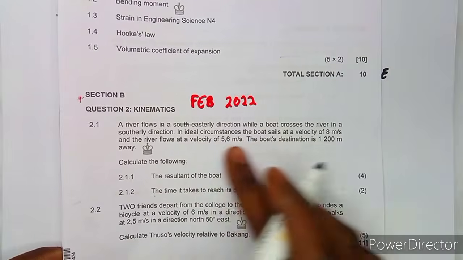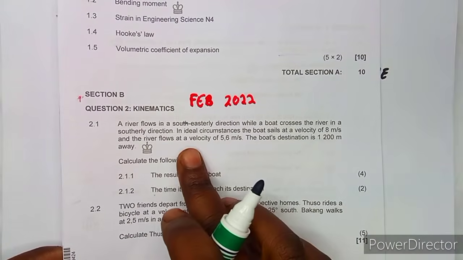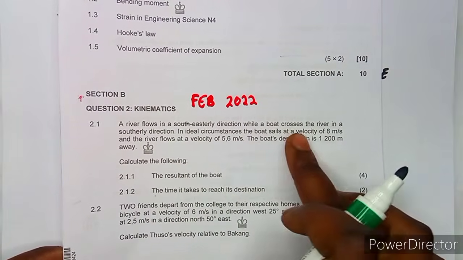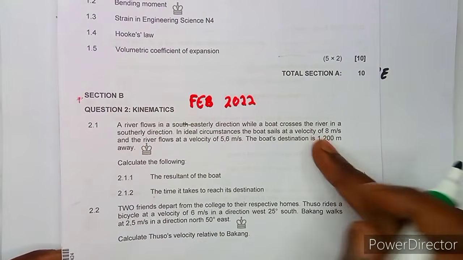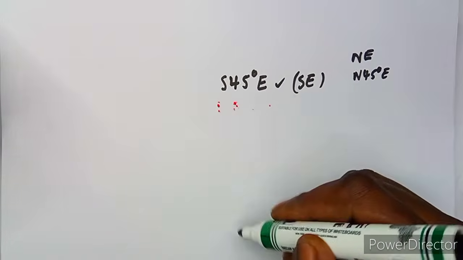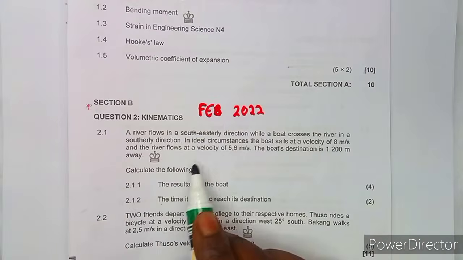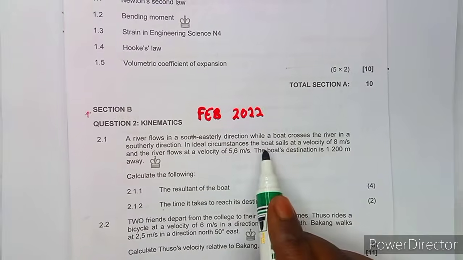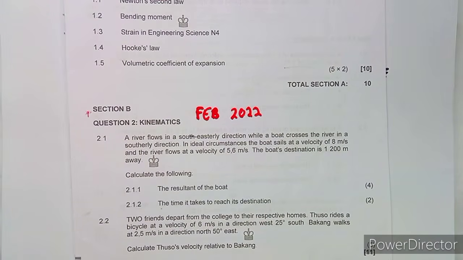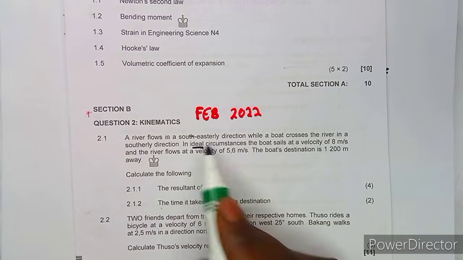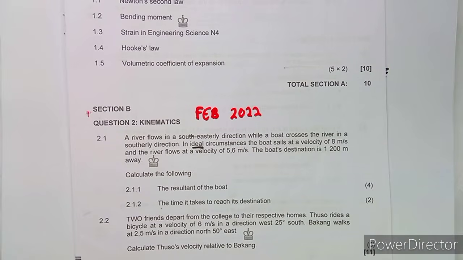That is where the river is flowing, while a boat crosses the river in the southerly direction. So the boat is just going directly south. In ideal circumstances, the boat sails at a velocity of 8 meters per second. That is when there is nothing affecting it, which means without the influence of the velocity of the river, which way it is flowing.